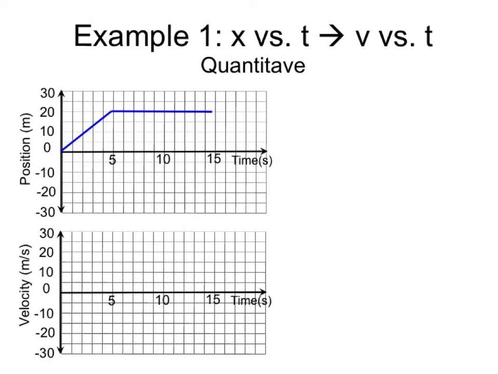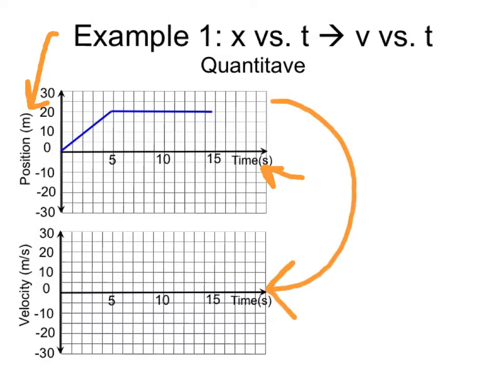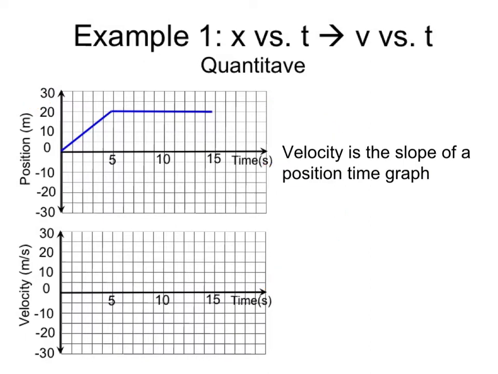What I'm going to do now is walk through 3 examples of changing position time graphs into velocity time graphs. So notice up here at the top there's a position time graph, the position versus time, and I'm going to take the information on it and transfer it to a velocity time graph. To get started on this, you have to know that velocity is the slope of a position time graph. So in order to take the information on the position graph and put it on the velocity graph, I have to find the slope of the position graph.